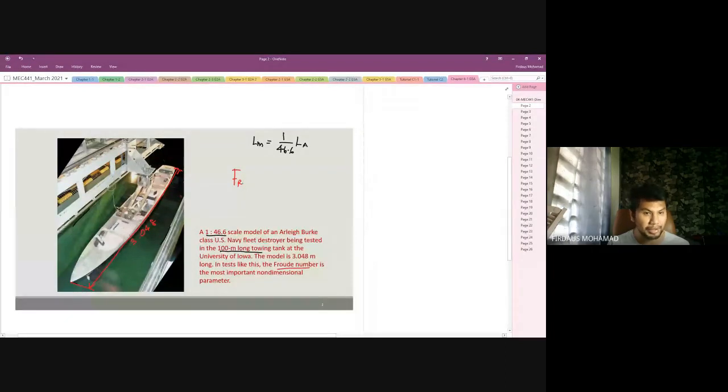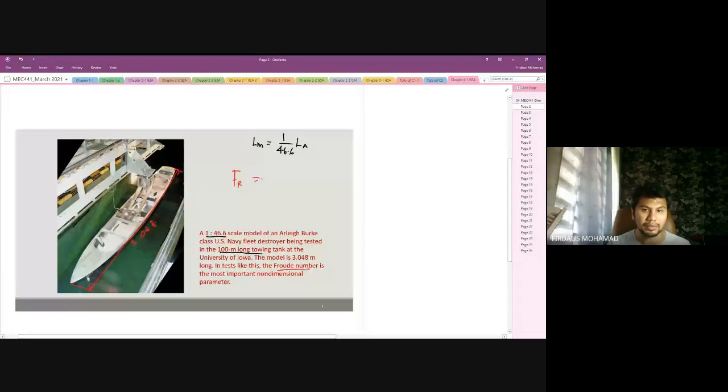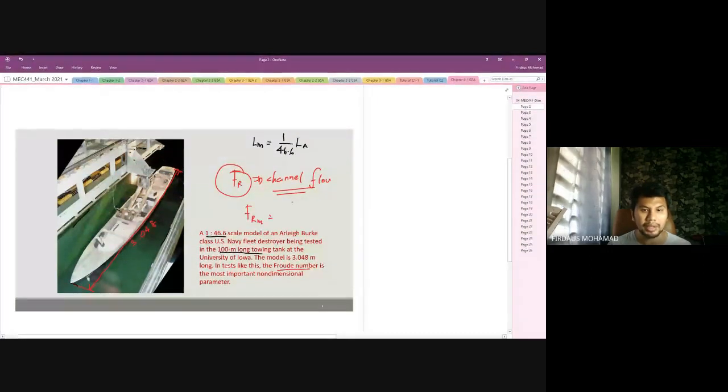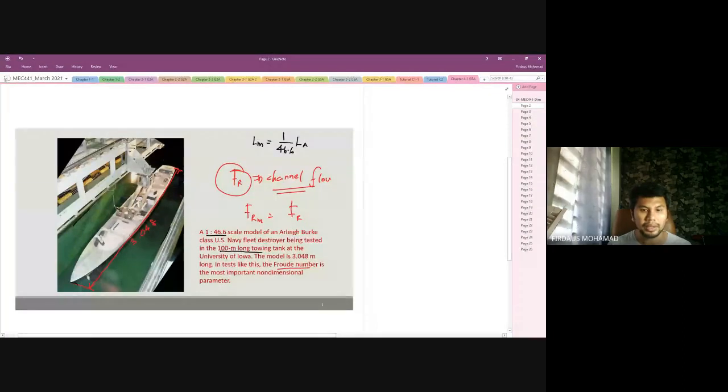In tests like this, the Froude number, Fr, Froude number is a dimensionless number that is used for the channel flow. Channel flow ni maknanya dalam contoh sungai, longkang, so the channel flow lah. So dia guna Froude number. So maknanya Froude number untuk Fr model akan sama dengan Froude number untuk actual model.